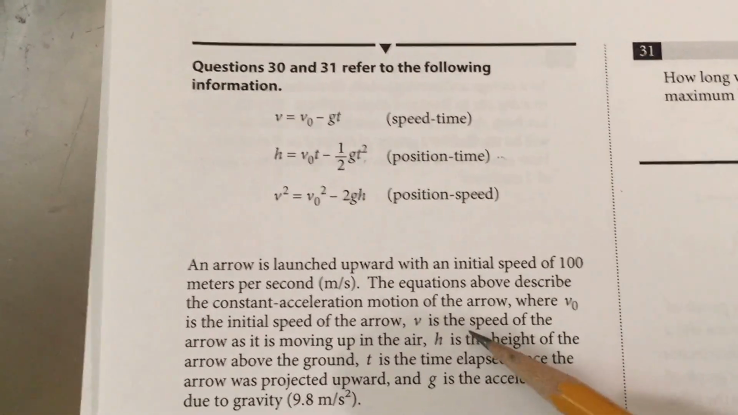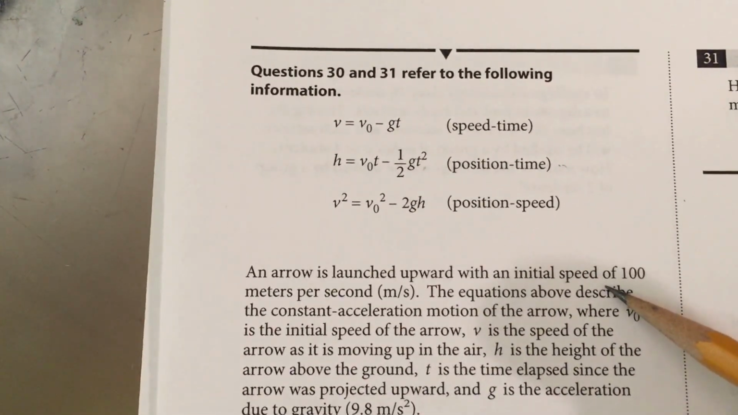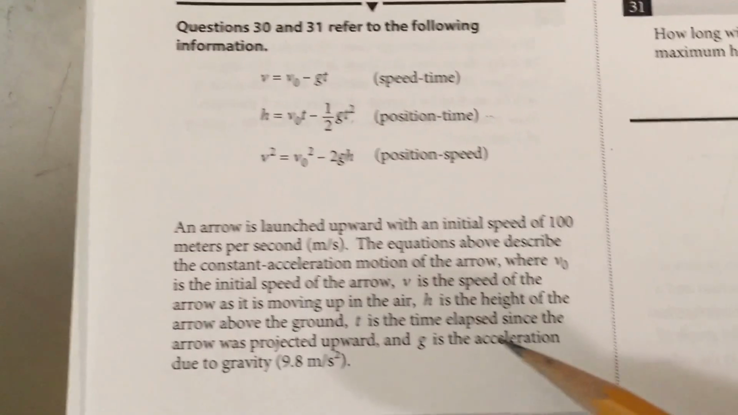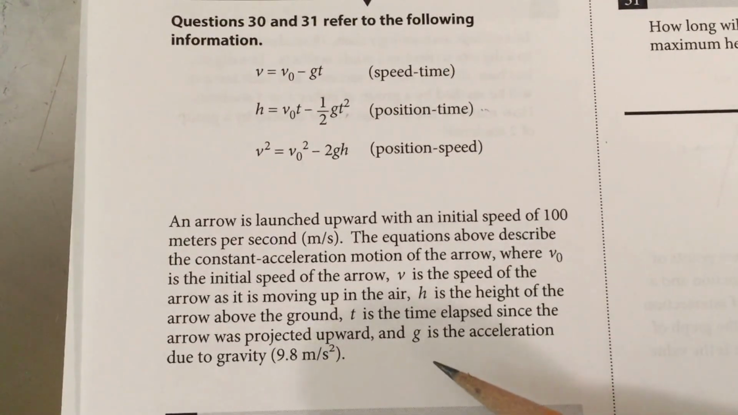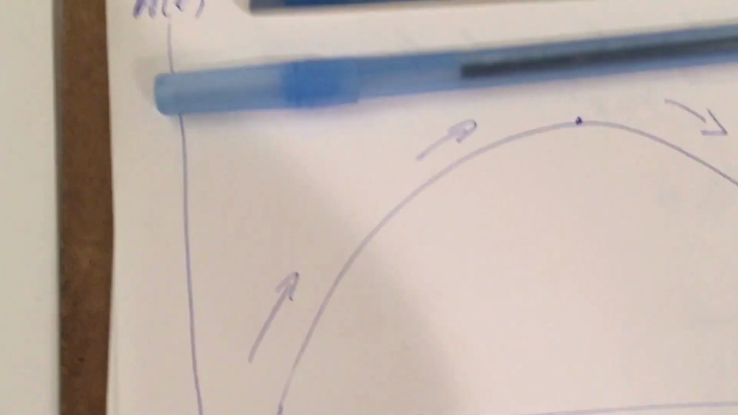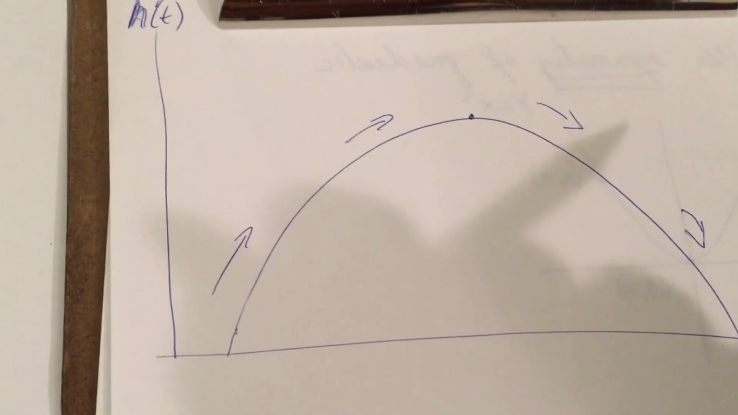Now, they tell you that the initial speed, or v sub naught, is 100 meters per second. And they also tell you that the acceleration, or g, is 9.8. So I've drawn a little picture here. It's not the best, but it doesn't have to be the best. It just needs to illustrate a general idea.